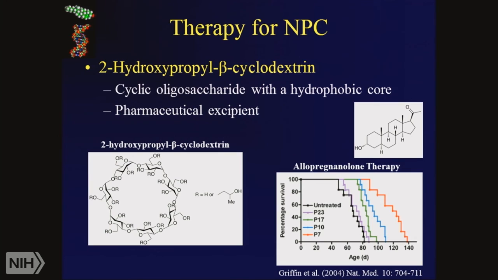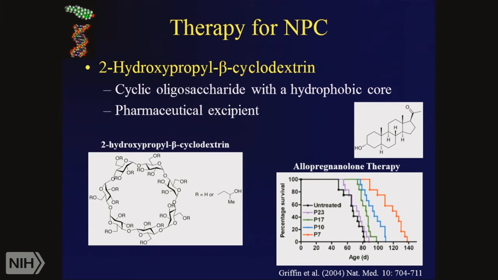So what about therapy for NPC? The drug I'm going to talk about is called 2-hydroxypropyl-beta cyclodextrin. To refer to it as a drug is sort of odd because it was actually developed as a pharmaceutical excipient. What do I mean by that? It was used to dissolve drugs. It's a cyclic oligosaccharide with a hydrophobic core. The oligosaccharide allows it to solubilize in water, but the hydrophobic core allows it to bind hydrophobic drugs. So it's a good carrier for hydrophobic substances.